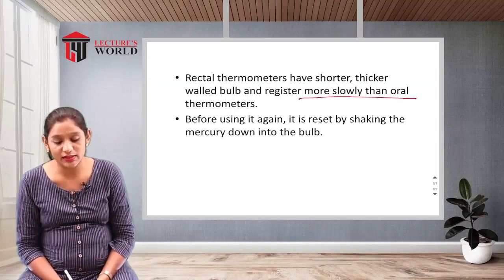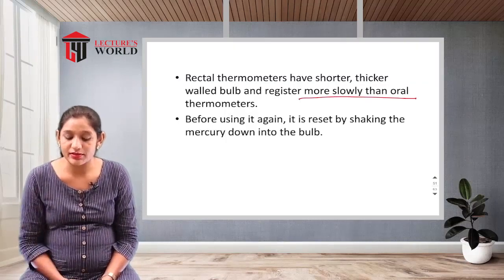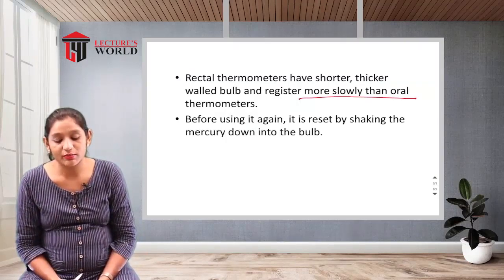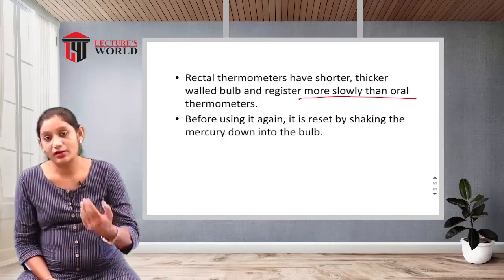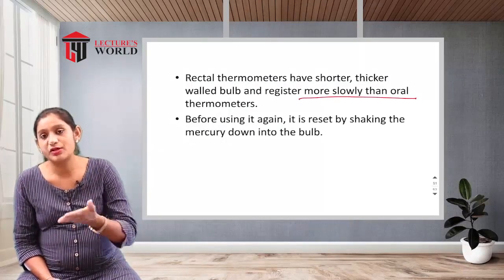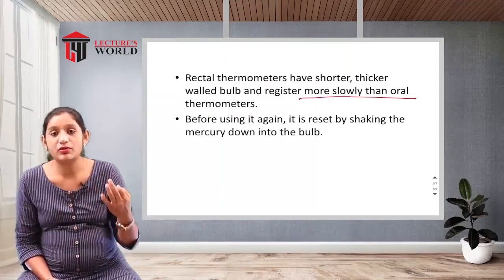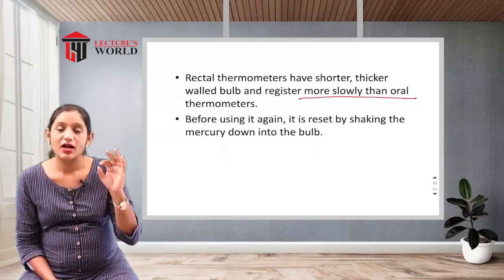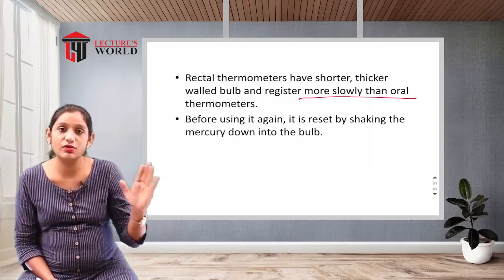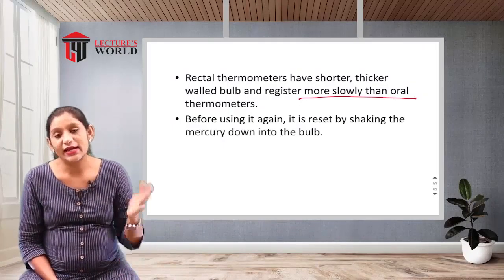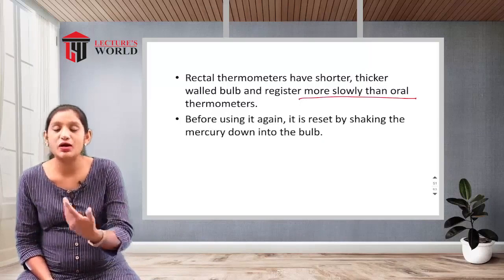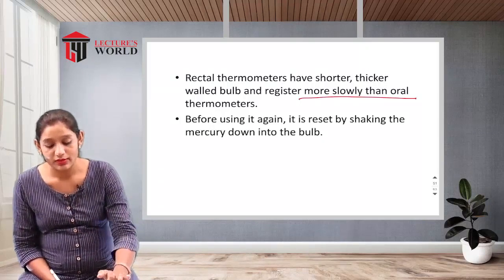Before using it again, it is reset by shaking the mercury down into the bulb. Whenever you use a thermometer patient by patient, you have to check that the mercury in the bulb has settled at zero. Then you can apply it to another patient. Next one.